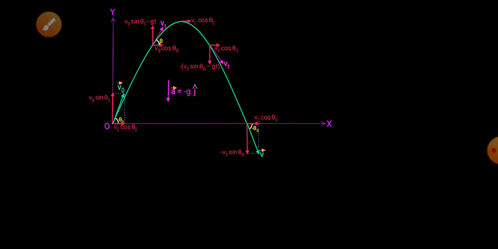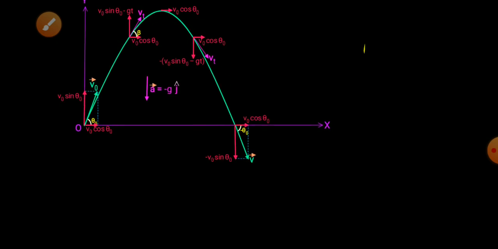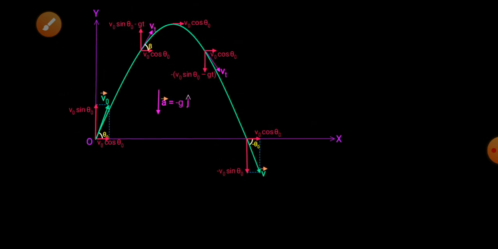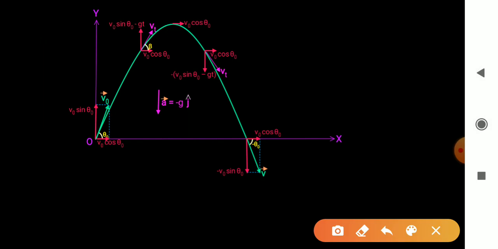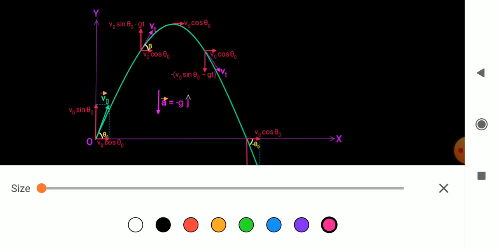Right? So let's talk about time of flight, maximum height and horizontal range of projectile one by one. Right? So in this diagram we see that an object is projected with angle theta naught with horizontal with velocity v naught.